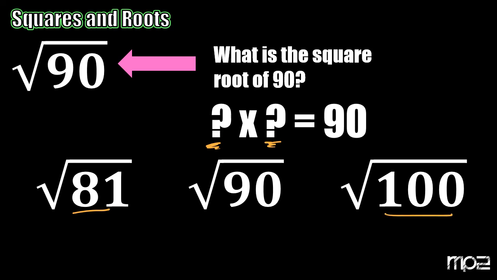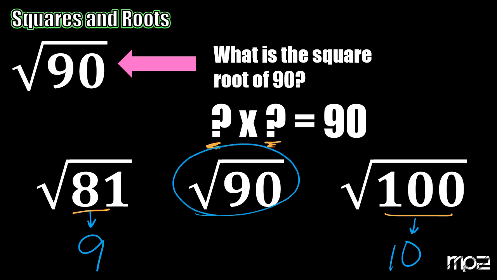So I have the square root of 81 and the square root of 100. I'm going to simplify both of those. The square root of 81 is 9. The square root of 100 is 10. And now I know that the square root of 90 is somewhere in between 9 and 10. And this is kind of in the middle, so I can give a really great estimation of 9 and 5/10. And so those are some strategies to figure out what the square roots of a number are if they're not perfect squares.